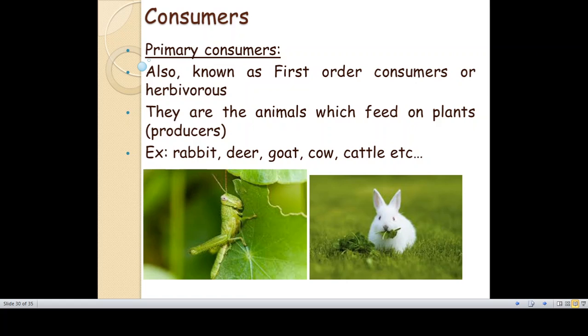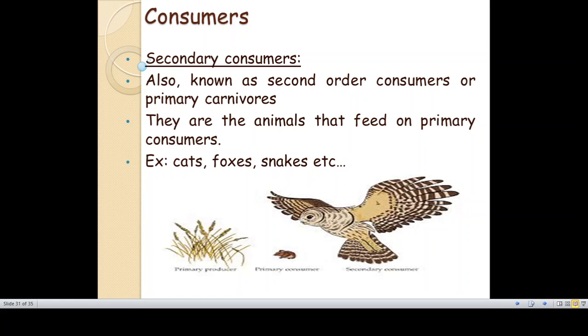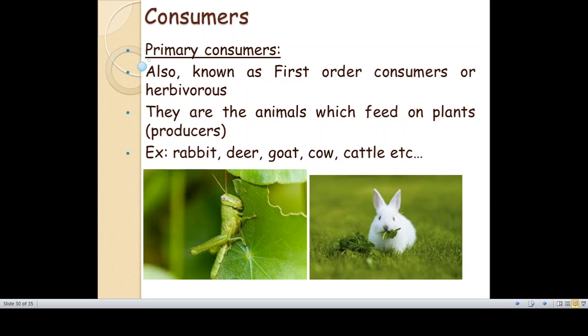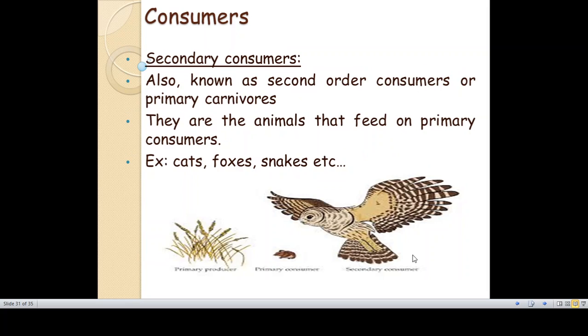The second important concept is secondary consumers. They will also be called second order consumers, or primary carnivores. Okay, so this concept should be very clear. Why are they called primary carnivores? If you see the earlier picture, you can find that the organisms are totally dependent on the plants for their survival or food material. On the other hand, when we talk about the secondary consumer, we can see that the animals or birds, or in short the organism, is dependent on the primary consumer.